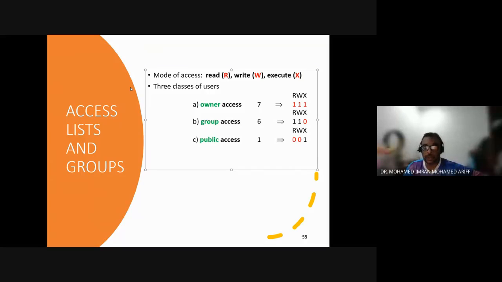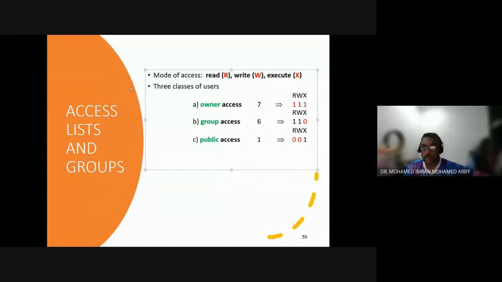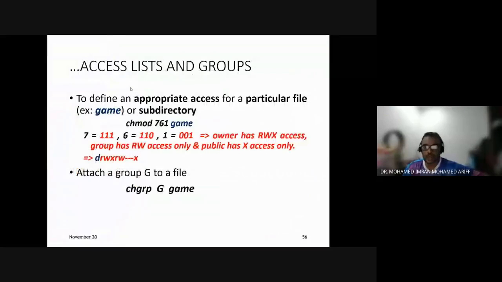As compared to the owner, since that user is the creator of the particular file, the owner can read or write and can also execute that file. The group, on the other hand, can only read and write but cannot execute. These are certain examples provided by the operating system.